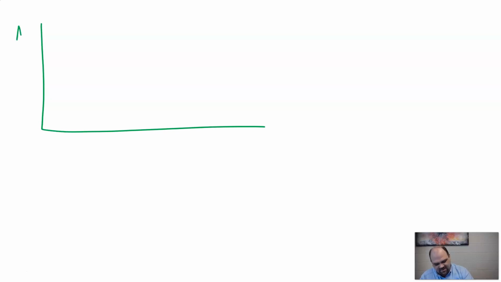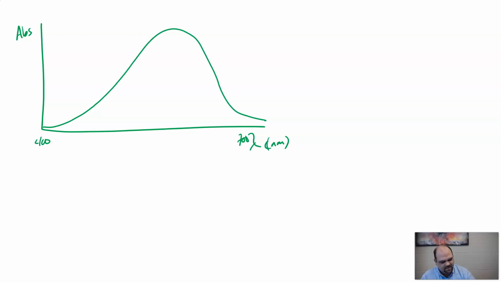One more thing. When we look at our curve here, not our Beer's law curve, but our absorbance versus wavelength, I'm going to do this in nanometers. Again, we were about 400 to, let's say, 700. We have our nice broad absorbance curve. Usually, we choose our highest wavelength to measure our absorbance. This is lambda max.